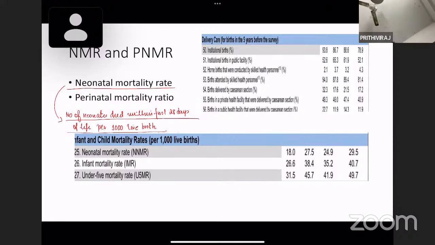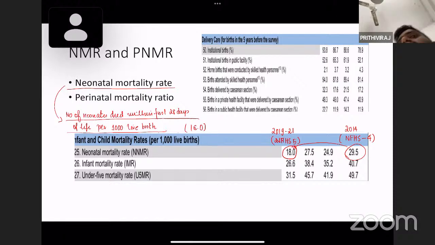And regarding recent changes, you should remember the recent NMR of our country. In 2014, NFHS, the National Family Health Survey 4, told us it was about 29.5 for the country as a whole. Now the recent survey, done in 2019-21, NFHS 5, shows it has reduced to 18. So our present NMR is 18. You should remember this. Answer this, okay? It is a likely question.